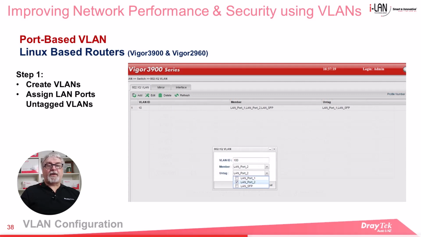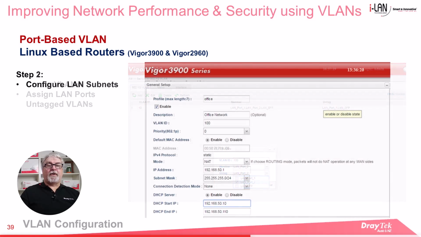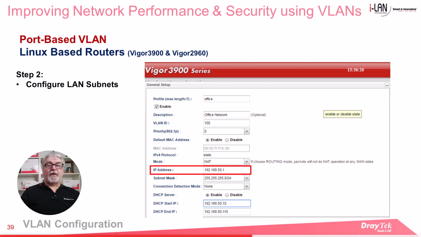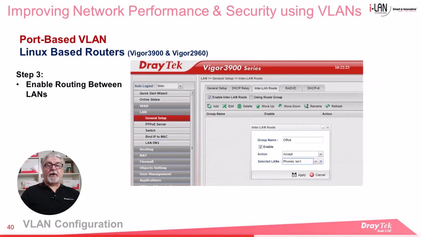For Linux-based routers such as the Vigor 3900 and Vigor 2960, the setup is different. The first step is to create the VLANs and then assign the LAN port as untagged. The next step is to configure the LAN subnets for each VLAN. In the example here, we've assigned the subnet 192.168.50.1 to VLAN 100. In Linux routers, we have a global option to enable inter-LAN routing.